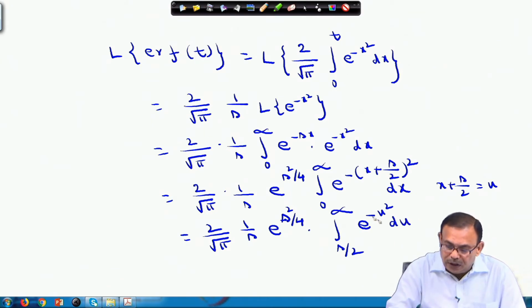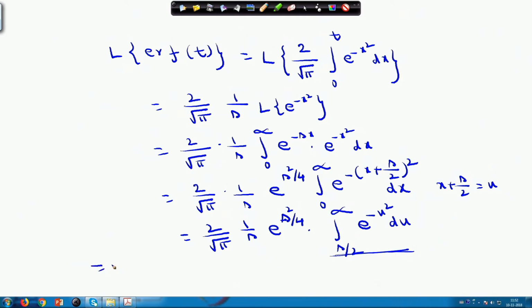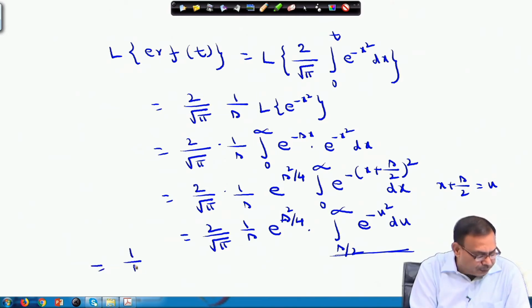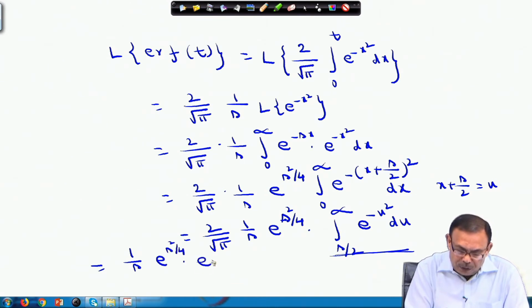So, once I am writing this, what is this? S by 2 into e power minus s u square du. You recall what is the complementary error function? ERFC of t is the integral from t to infinity of e power minus x square dx. So, this integral we can write down as 1 by s into e power s square by 4 into the complementary error function, that is ERFC of s by 2.